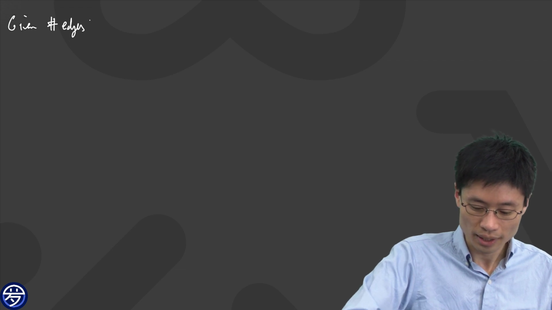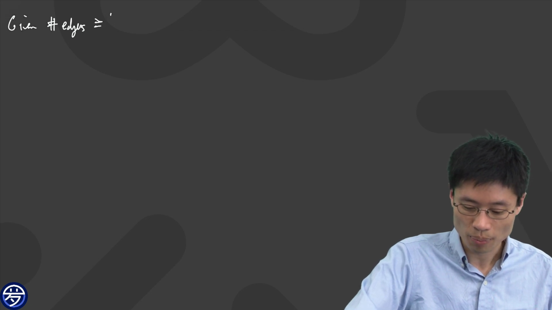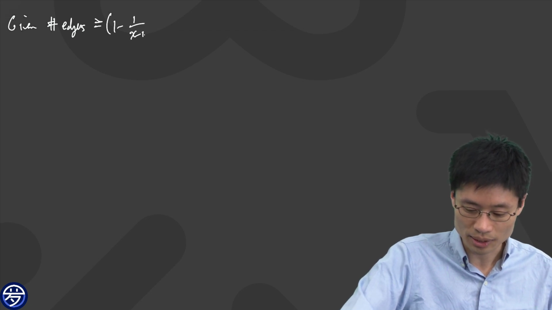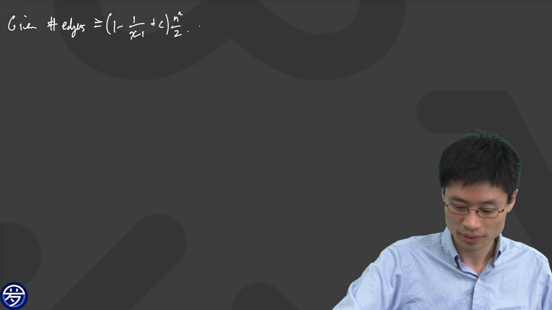But what we have is, again, I'll just summarize what we have. We're given that the number of edges is bigger or equal to (1 minus 1 over chi minus 1, plus c) times n squared over 2. And our goal is to go and find an H. I mean, that's what we're trying to do. We're trying to find H.